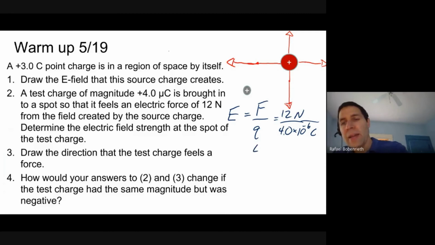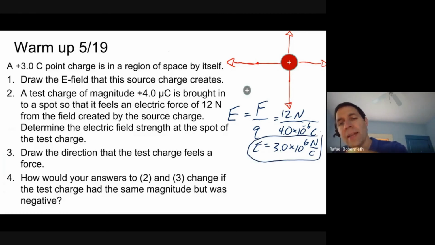So a little simple math, 12 divided by 4, that's 3. 10 to the negative 6, when it's flipped up on the numerator, would be 10 to the positive 6. And this is newtons per coulomb. So the electric field strength at that spot where that test charge is 3.0 times 10 to the 6th newtons per coulomb.